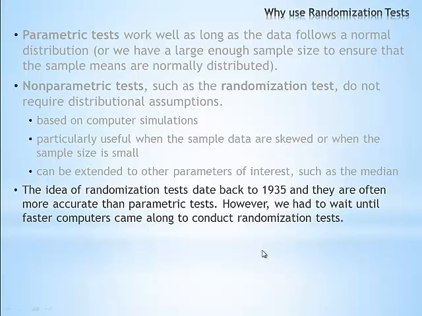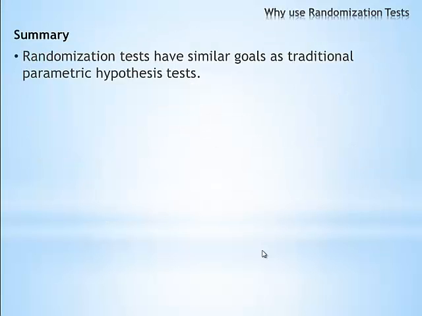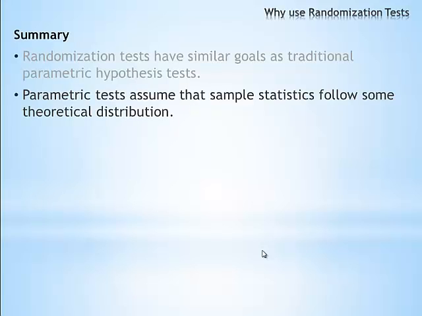One other important note. It's important to recognize that nonparametric tests can be used in any situation where parametric tests can be used. In summary, randomization tests have very similar goals to the traditional two-sample t-test. In parametric tests, we calculate sample statistics as estimates of the corresponding population parameters and then calculate a test statistic, such as the t-statistic, and then we compare that t-statistic to a theoretical distribution. We reject the null hypothesis if our test statistic is extreme relative to the table distribution.